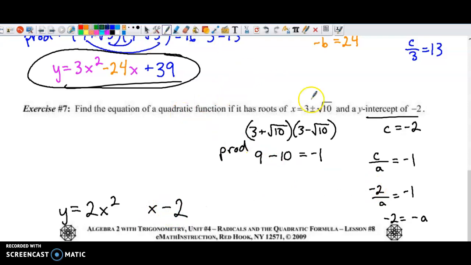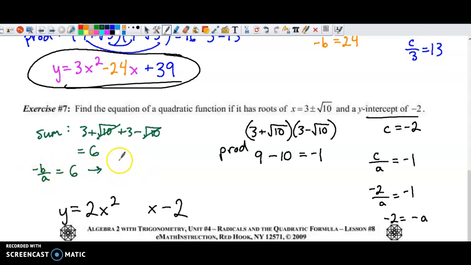And now I would go back and find the sum of the roots. And that would be 3 plus root 10. I said 10, but I wrote 2 for some reason. And then plus 3 minus root 10. Radicals cancel, we're left with 6. And remember, our formula is negative b over a needs to equal the sum. And we just figured out that a equals 2. Well, negative over negative is positive. And I'm thinking out loud, how do I get 2 to the other side? Well, I can multiply it, and I get my value to be 12. And then this should be your perfect answer.